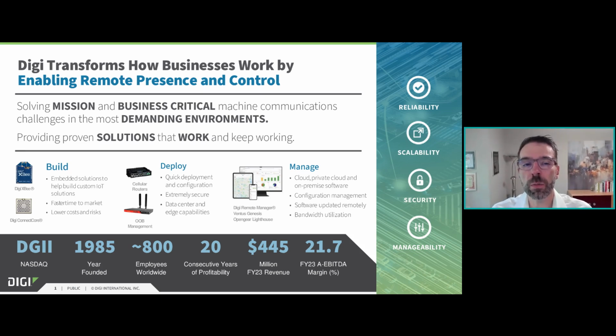We enable our customers to build, deploy, and manage their solution. We can also manage it for them if that's not their core competency. And customers love us because of the reliability, scalability, security, and manageability of our solutions. And one of those pillars, and that's why we're here today, is to talk more about how security has changed and what you need to do today versus maybe 10, 20 years ago.